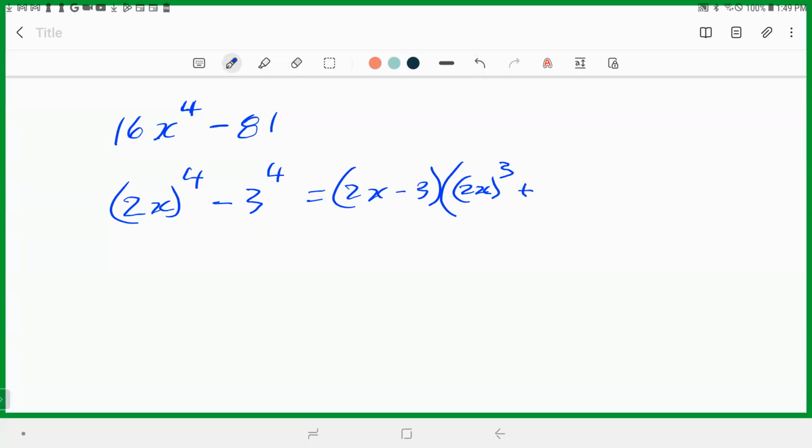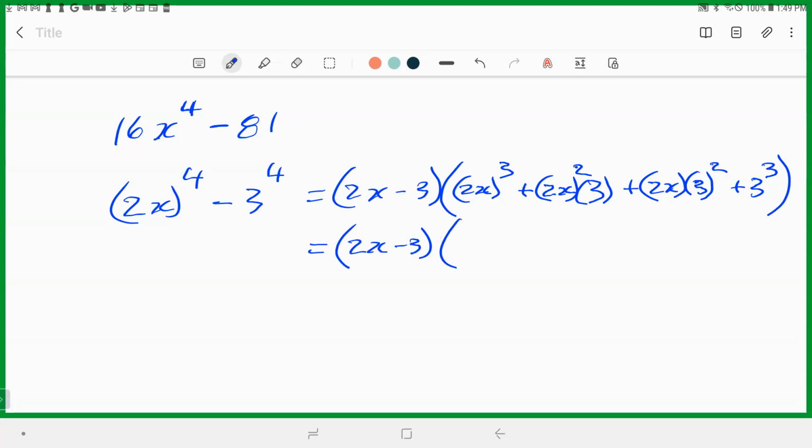Next value is 2x squared times the 3. You can put it in a bracket like this if you want. Plus 2x reduces and the 3 increases to a square. This done, and the 3 goes to a cube. Do it as a process, not as a formula. And then you simplify. 2x minus 3 into, this is the same as 8x cubed.